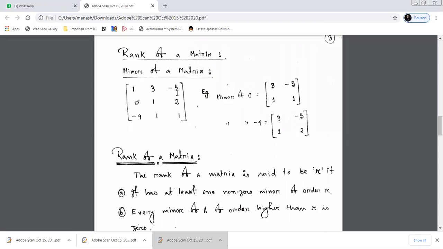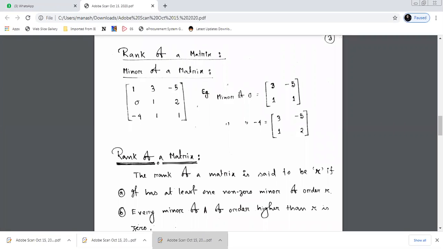Now, if the determinant of the matrix is equal to 0, listen carefully. If the determinant of this matrix is 0, then the rank of the matrix is equal to 2, because we got a minor of order 2 which is not equal to 0. Now, if the determinant is not equal to 0, we can say that the rank of the matrix is equal to 3.